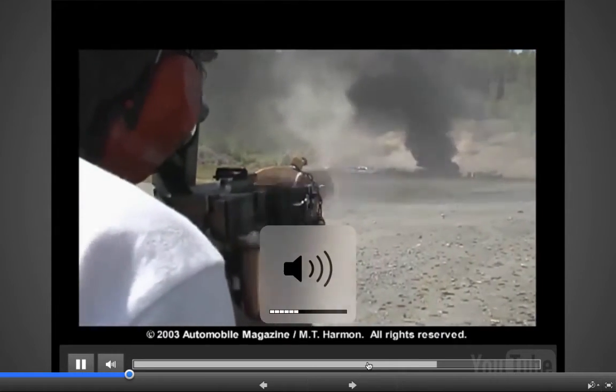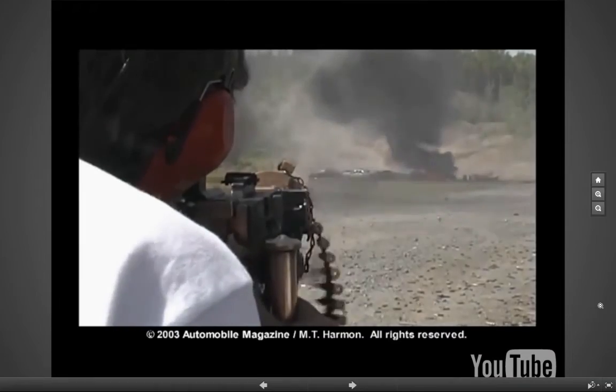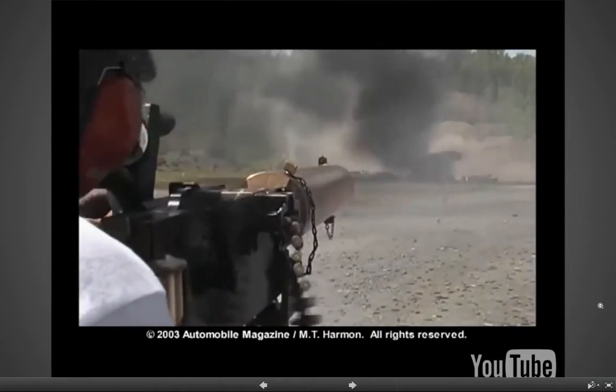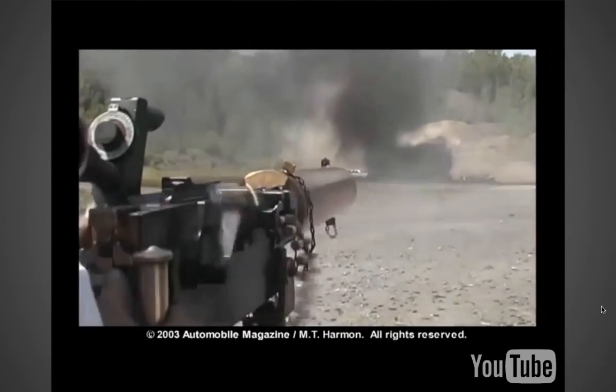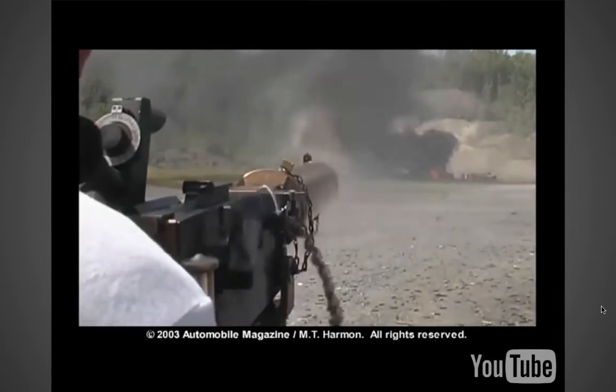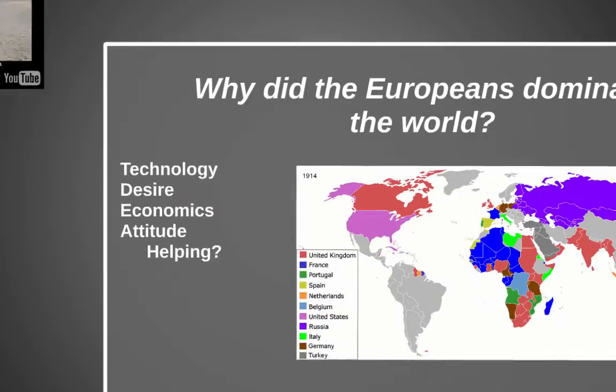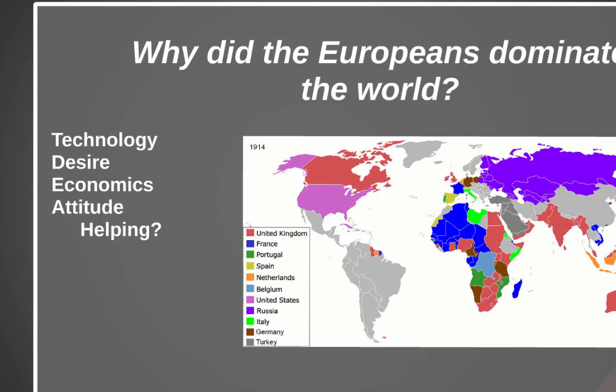Now you can imagine the damage that this gun would do to people that didn't have guns and things like that. This is why the Europeans are going to be in a position to conquer everybody. Now, they also had the desire to do it. They wanted to expand their political power. They wanted to get stronger as we got into the Atlantic system and the massive amounts of money that they had. And then you had their attitude.